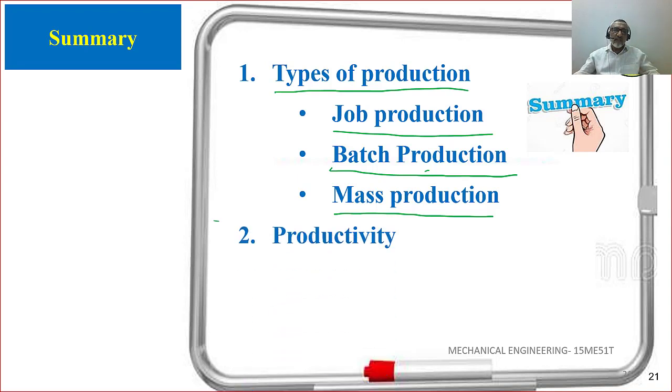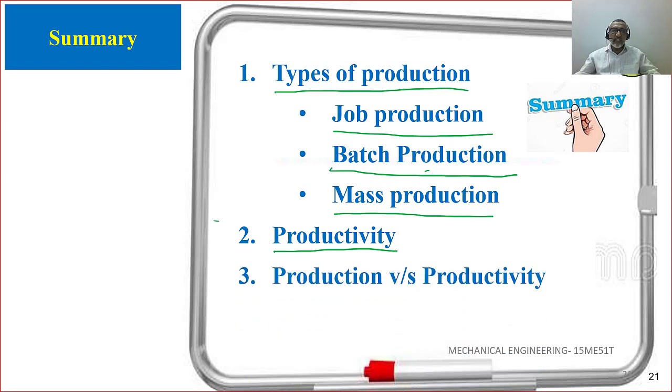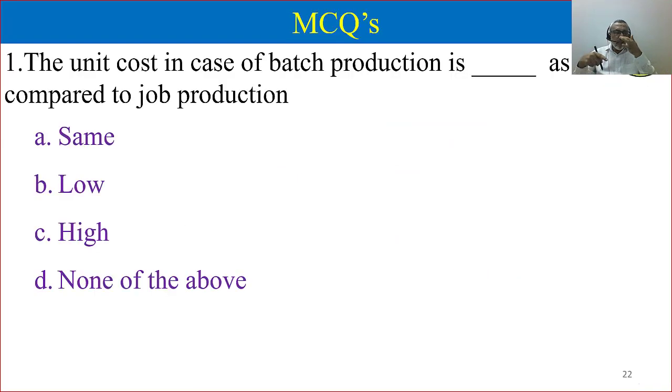Then we discussed productivity. Productivity is concerned with the efficiency of production, and we have seen the differences between production and productivity. I can increase production without any regard to input, but I cannot increase productivity without any regard to input. So productivity is how much output we get for a given input. That's what is important. Let's solve a few multiple choice questions based on today's class.